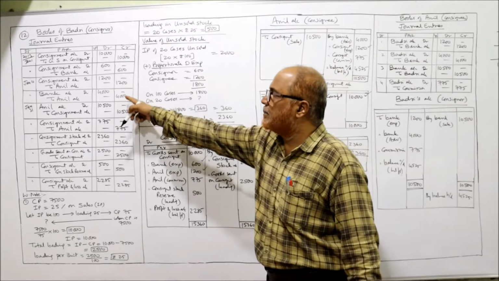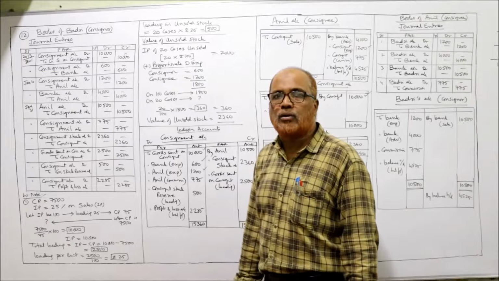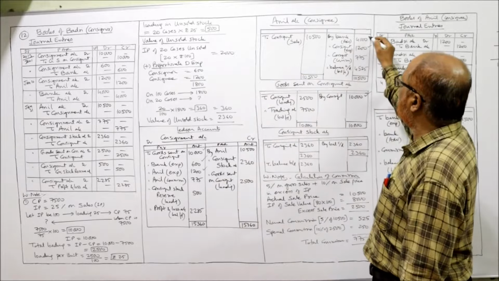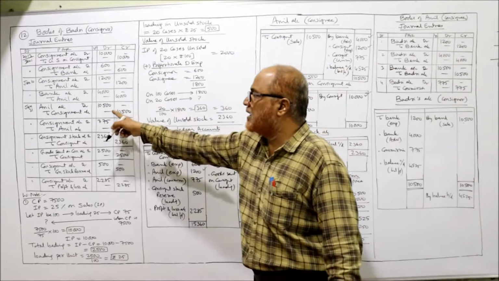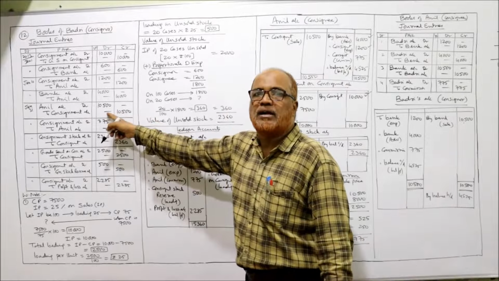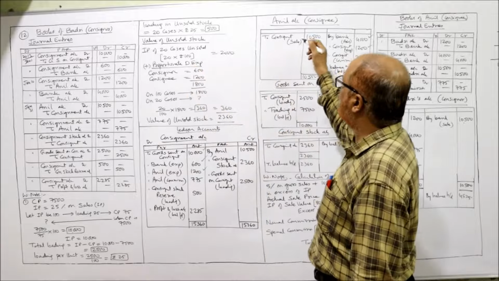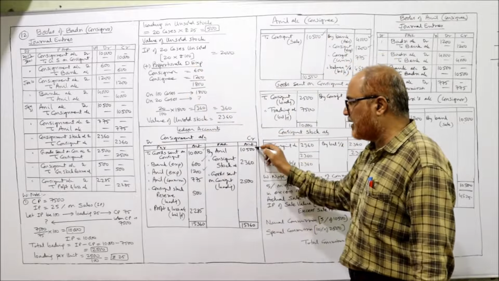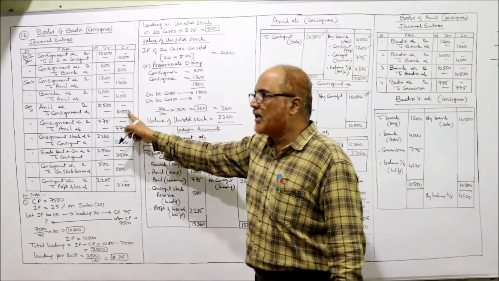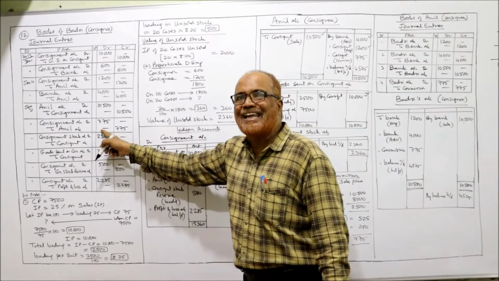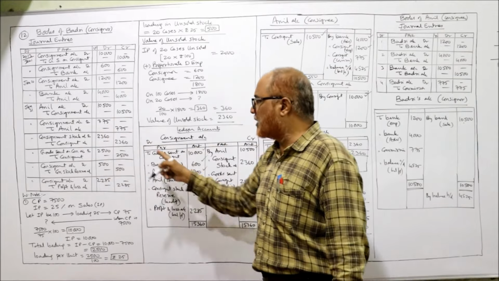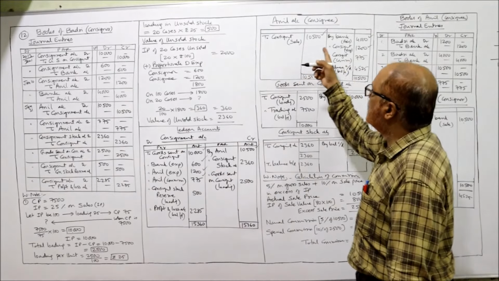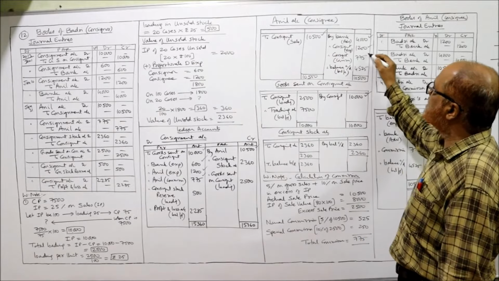Right? Next, bank account debtor to Anil account. So Anil account should be credited by bank 4000. Next entry, Anil account debtor to consignment. So Anil account should be debited by 10,500 and consignment account should be credited by 10,500. Next, consignment account debtor to Anil account 775. So consignment account debit side to Anil 775. Anil account is credited by consignment 775.